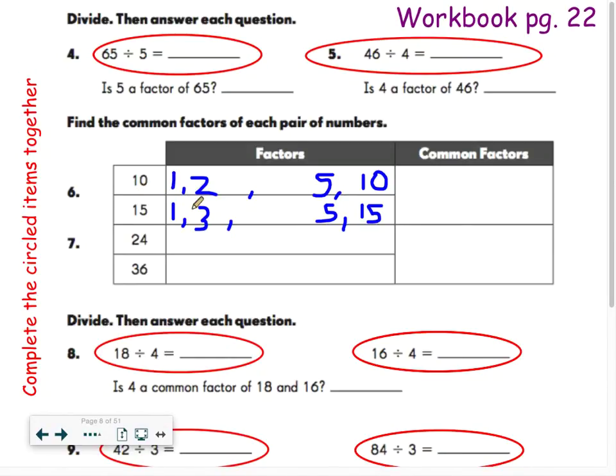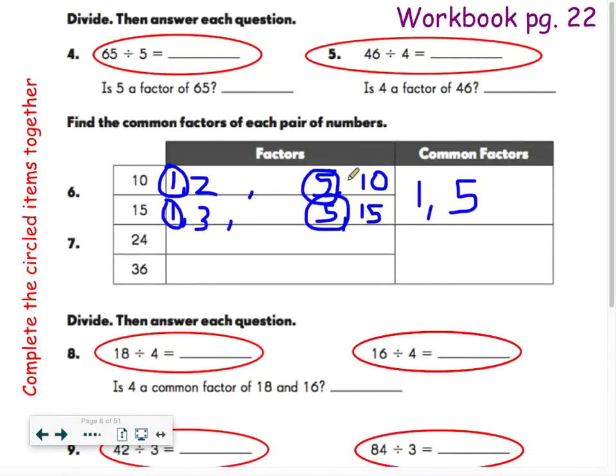And then I have the students look and see, what do they have in common? Well, they have a 1 in common, so they could circle it if they wanted. So 1 is in common, and then the answer here wants 1. They also have not 2, not 3, but they have 5 in common. So 5 is in common. So the common factors of 10 and 15 are 1 and 5.